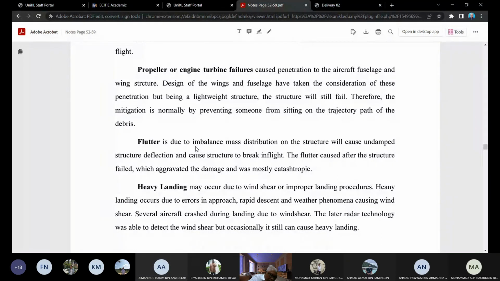The flutter is affected by the improperly distributed mass of the structure, and it can easily occur at the control surfaces. That's why, after you do painting or repair on the control surfaces, you have to do balancing to ensure they are balanced, so you will not get into this flutter. Most of this flutter is caused by the imbalance of control surfaces, the aileron, the flaps, elevators.